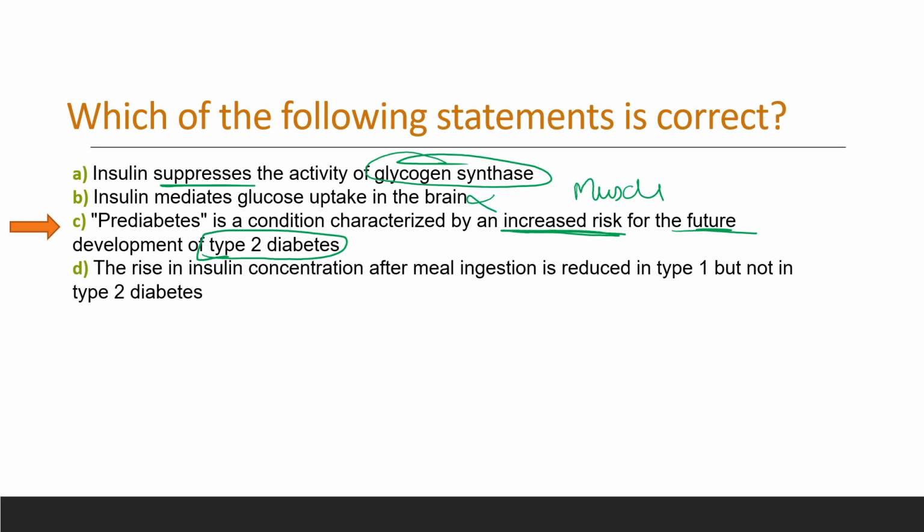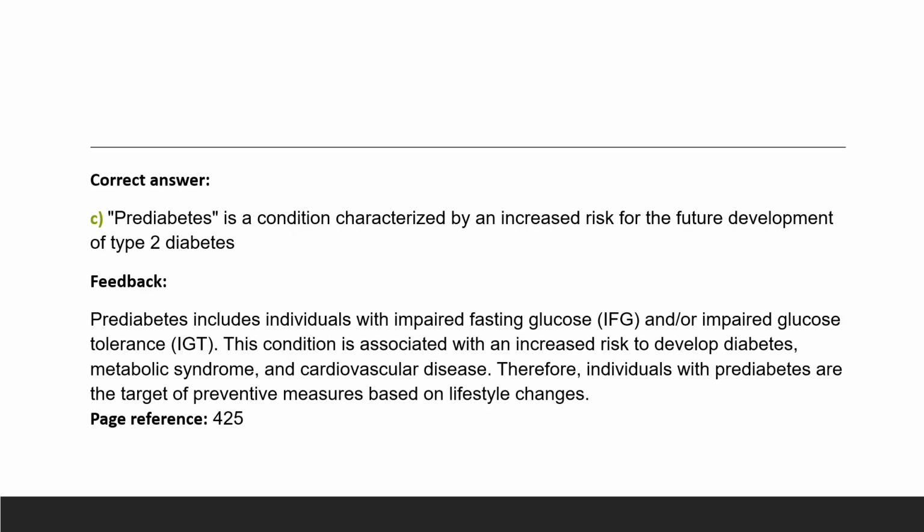And option D, the rise in insulin concentration after meal ingestion is reduced in type 1 but not in type 2, is not correct. So here is the correct explanation: prediabetes includes individuals with impaired fasting glucose, that is IFG, and impaired glucose tolerance, and this condition is associated with an increased risk of developing diabetes, metabolic syndrome, and cardiovascular diseases. Therefore, individuals with prediabetes are targets of preventive measures based on lifestyle changes.